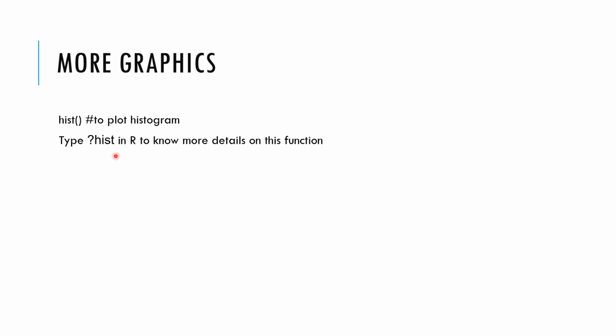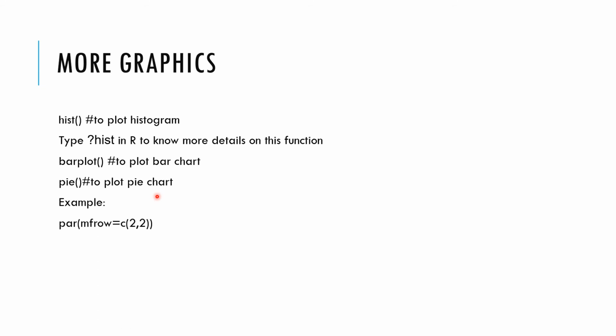There we have more options for more graphics here. Like you have histogram, and you can use this method to know more about histogram. Then barplot for bar plot, and you can use the same method to know more about bar plot. Then pie for pie charts. So we'll look at one example here. par is basically a function which divides the plot window, the graph window in R, into different sections. So 2 by 2 means it will divide that graph section in R into 4 parts, so you can plot 4 different graphs at a time in that window.